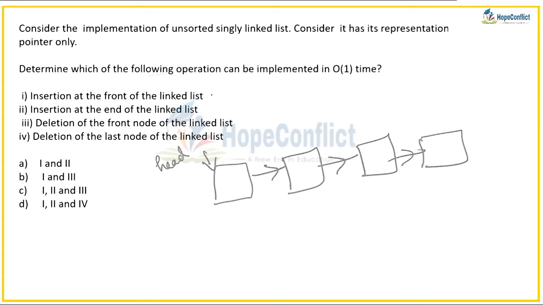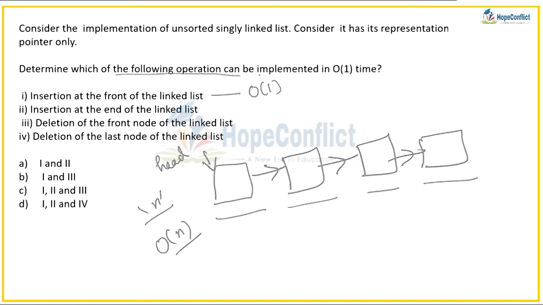So the time complexity for this one is going to be order of 1, that is Big O of 1. Insertion at the end of the linked list: for inserting the element at the end, you have to traverse through all these nodes, right? How long the traversal is going to be totally depends on the number of nodes that we are having. So the time complexity for sure is not Big O of 1, it is Big O of n, right? So this is not going to be the correct answer according to the given situation, because here they are asking for operations that can be implemented in order of one time.